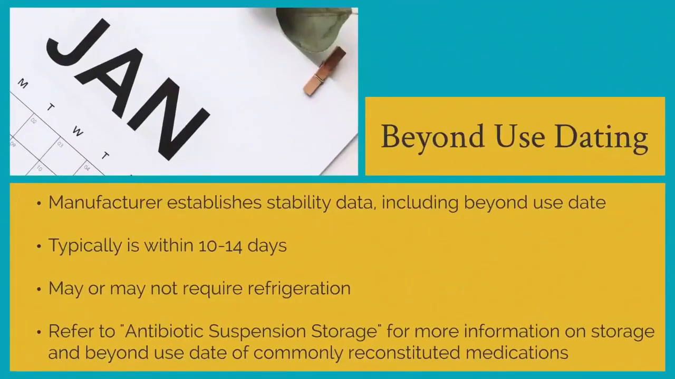Now to discuss beyond use dating. The manufacturer establishes the stability data, including the beyond use date for reconstituted medications. It's typically going to be within 10 to 14 days, and they may or may not require refrigeration. That's also going to be in the instructions. Refer to the antibiotic suspension storage for more information on storage and beyond use date of commonly reconstituted medications. This should be in the folder with the chapter.